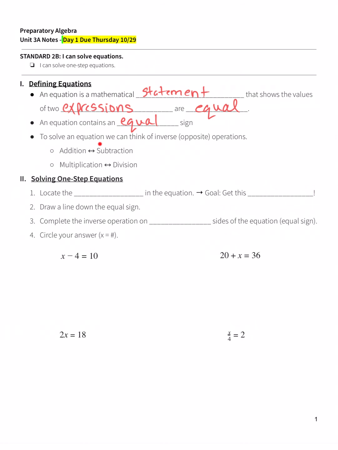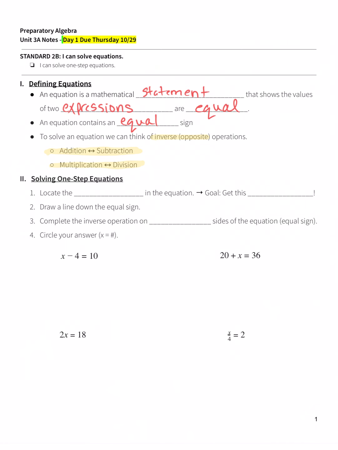Okay? To solve equations, we have to think about the inverse operations. Inverse operations are opposite. So the opposite of addition is subtraction, and the opposite of multiplication is division. It is very, very important that you memorize this information. You will need to remember the opposites or the inverse for this entire unit and forever when working with algebra. So inverse operations: addition is opposite subtraction, and multiplication is opposite division.